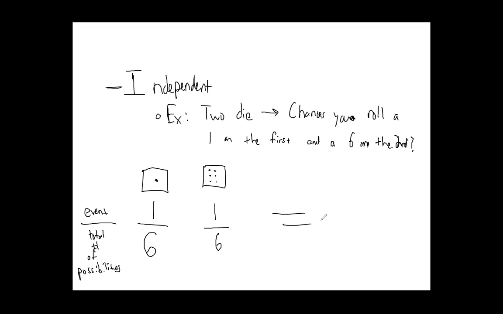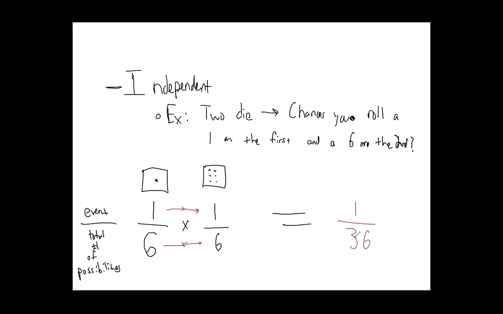So what would my total probability be? I have to multiply, right? And when I multiply fractions, it's pretty simple because I just go straight across. 1 times 1 is 1. 6 times 6, or 6 squared. Oh, it's coming back. 36. 1 out of 36 chance.